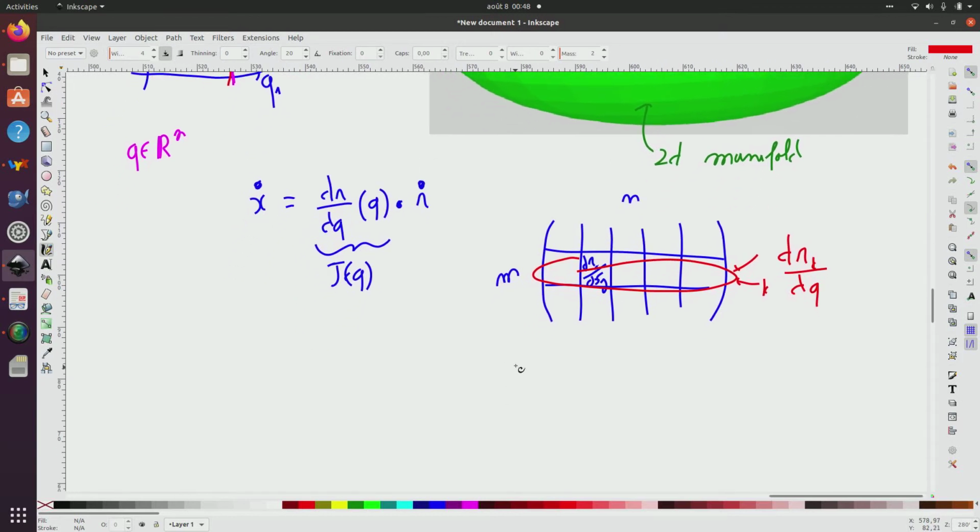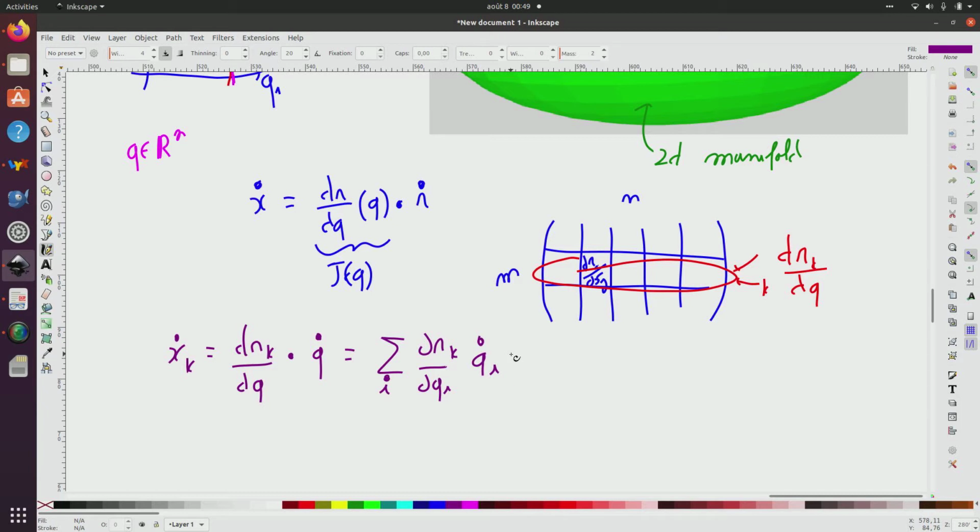It means that if I consider this equation and if I take the kth component, I will obtain x dot k, which is one of the components of this vector, equal to the derivative of r k with respect to q multiplied by q dot, which is equal to the sum of the partial derivative of r k with respect to q i, the sum is on i, multiplied by this component q dot i.